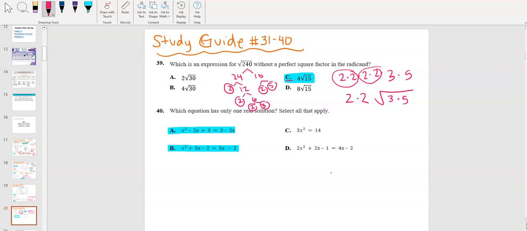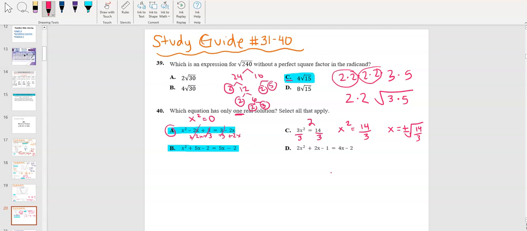But what you'll notice is that once I start moving things, if I subtract 3 from both sides, they cancel out. If I add 2x to both sides, they cancel out. And I'm left with x squared equals 0. Well, the square root of 0 is just 0, which means that this has only one real solution. Whereas if I come over here to C, I would end up dividing both sides by 3, and I would get x squared equals 14 divided by 3, which means that x is positive or negative the square root of 14 by 3, which means that I have 2 solutions.